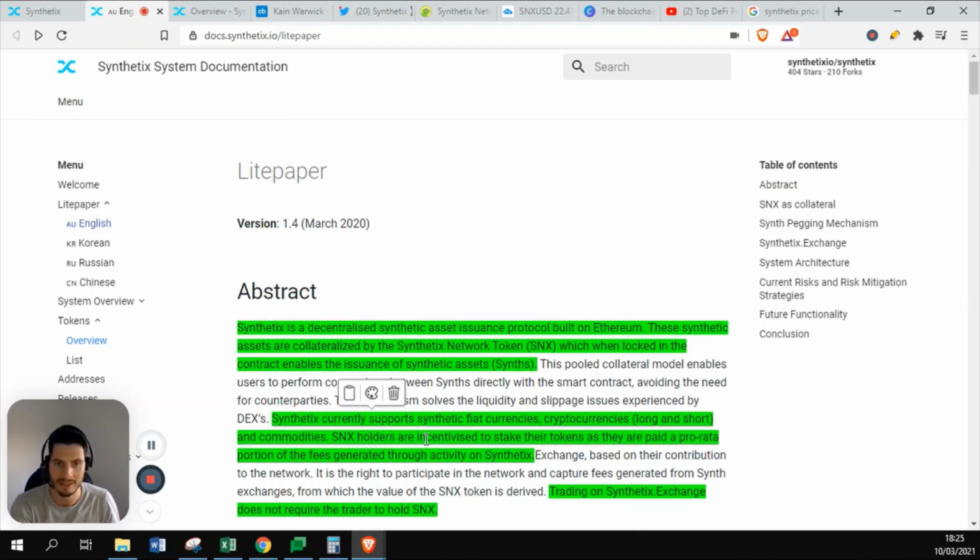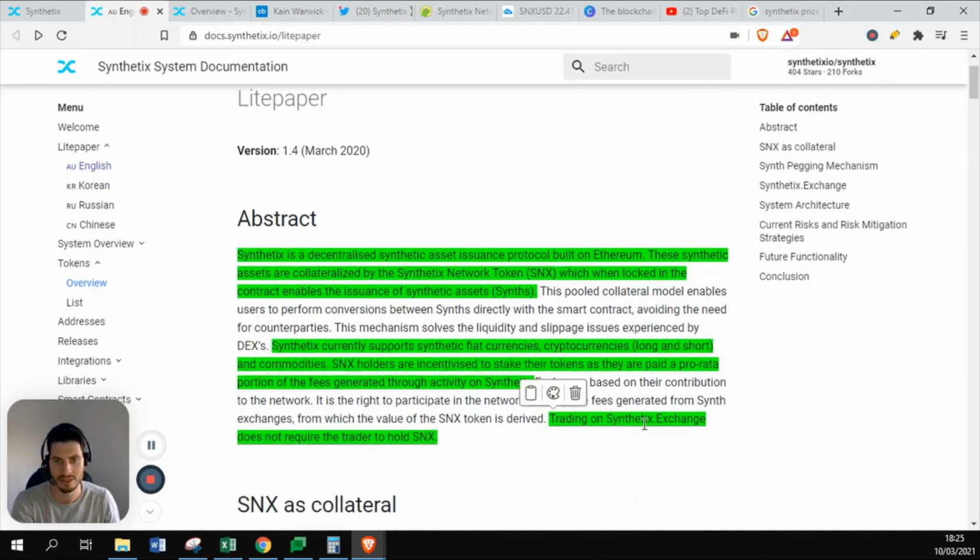Synthetix holders are incentivized to stake their tokens as they are paid a pro rata proportion of the fees generated through the activity on Synthetix. So when there are trades taking place, the people that trade pay a fee, and this fee goes to the stakers of Synthetix. And to trade on the Synthetix exchange, you only have to connect an Ethereum wallet or MetaMask to this exchange, and you can trade, and you don't need any SNX.